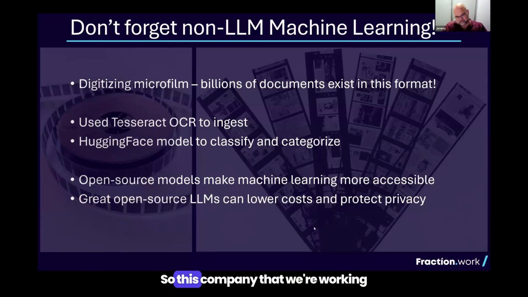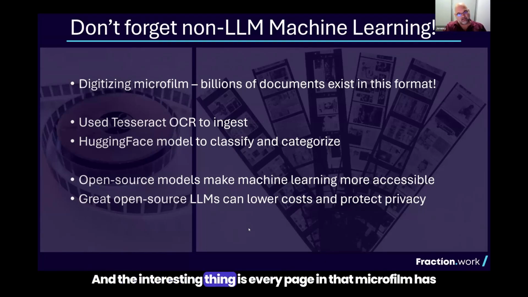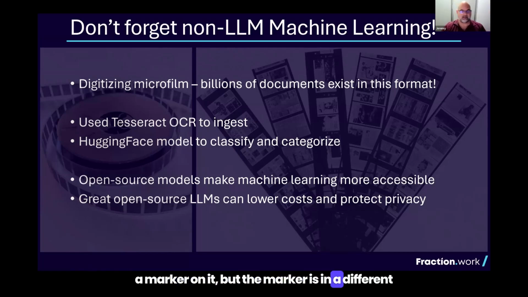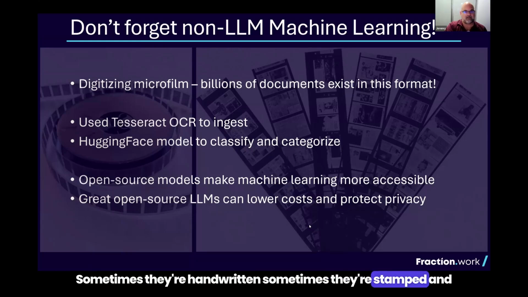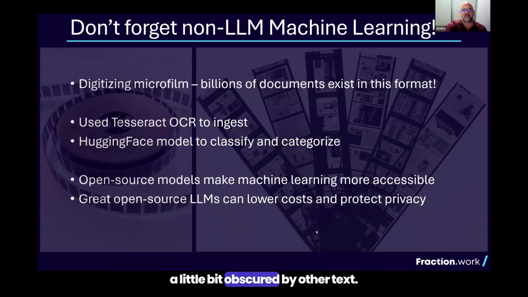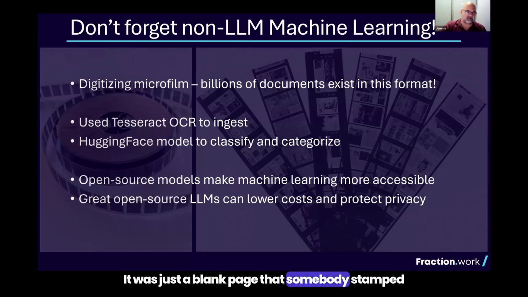So this company that we're working with contracted to digitize microfilm. The interesting thing is every page in that microfilm has a marker on it, but the marker is in a different spot, and it tells you what document it is, what page it is, and what page of how many pages it is. But they're in different spots. Sometimes they're handwritten, sometimes they're stamped, and a little bit obscured by other text. And then at the end of each document, there is a marker page. Same deal, though. It was just a blank page that somebody stamped or wrote on that said this is the end.